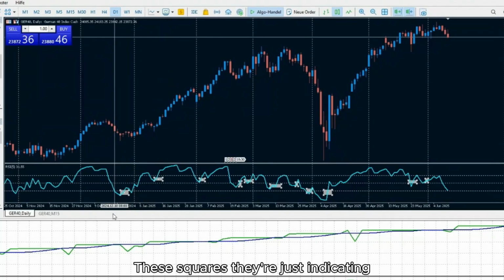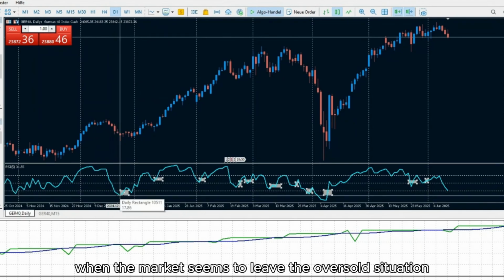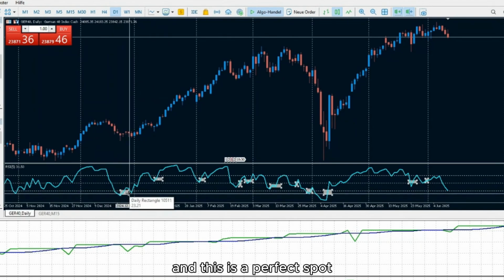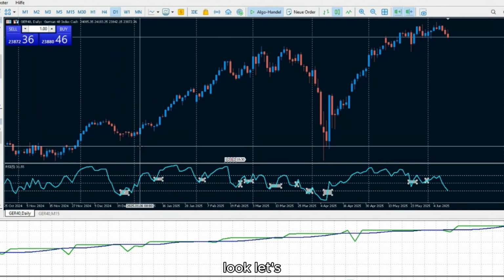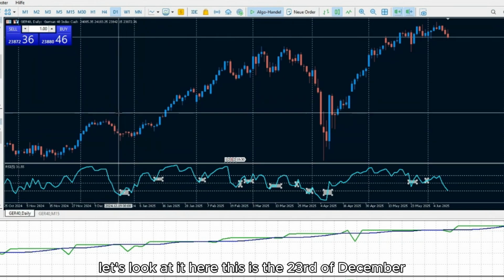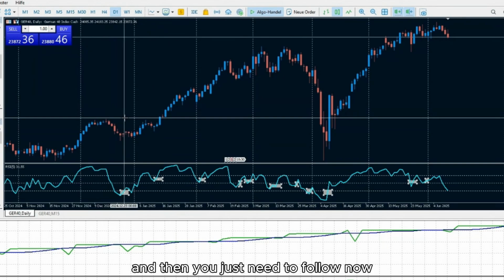These squares are just indicating when the market seems to leave the oversold situation. And this is a perfect spot when you can switch on the algorithm. Let's look at it here. This is the 23rd of December. And then you just need to follow now.